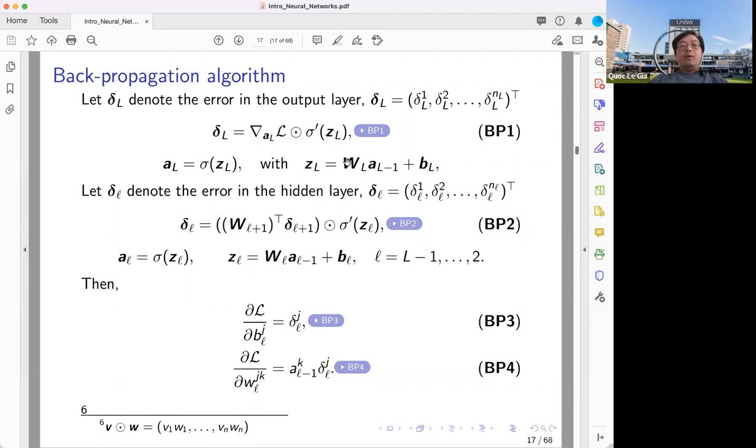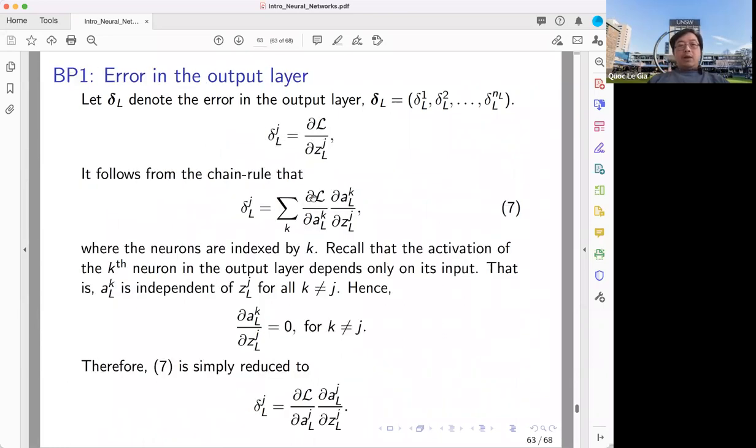Remember, ZL is just the weights at level L multiplied with the activation of the previous level plus the bias at the last level. And in order to show this, it is essentially just the chain rule. So if I go here, you can see that you apply the chain rule on the loss function. And remember, the derivative of AK with respect to ZJ will be equal to 0 if K is different from J, because the activation is computed pointwise, taking the component of the ZL. So the consequence of the chain rule will make this sum simplify into only a single term like this.